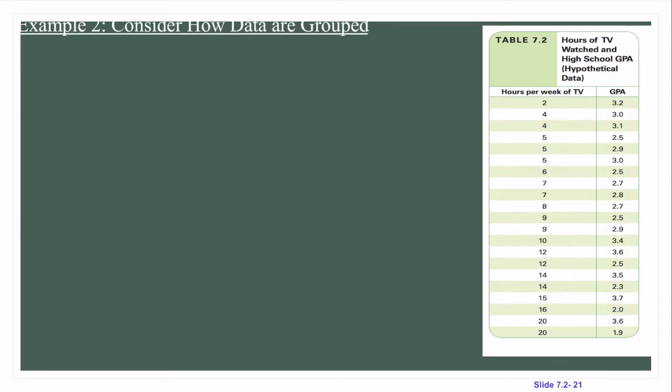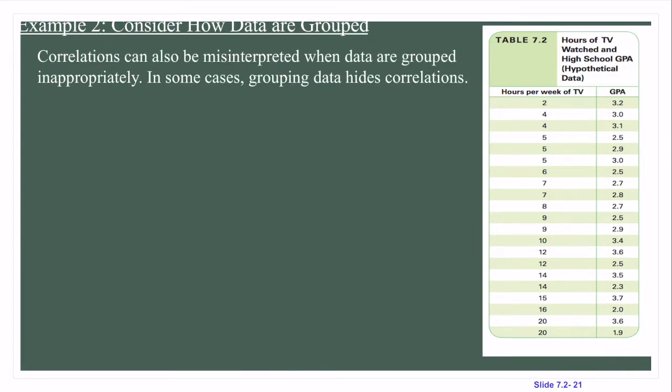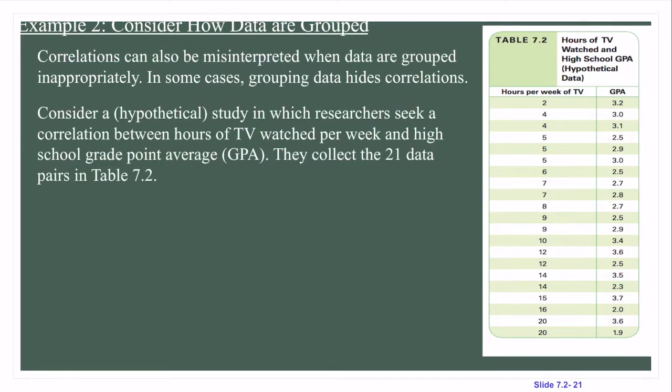Next, we need to consider how data are grouped. Correlations can also be misinterpreted when data are grouped inappropriately. In some cases, grouping data can hide existing correlations. So let's consider this hypothetical, not real, study in which researchers seek to find a correlation between the hours of TV watched per week and high school grade point average. They collect 21 data pairs and we put them in Table 7.2.